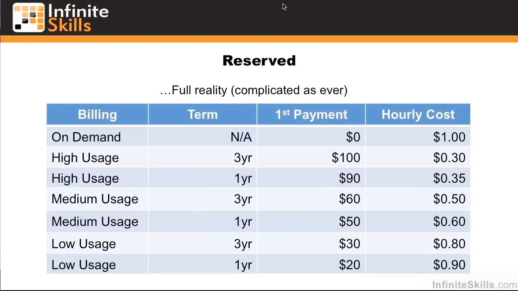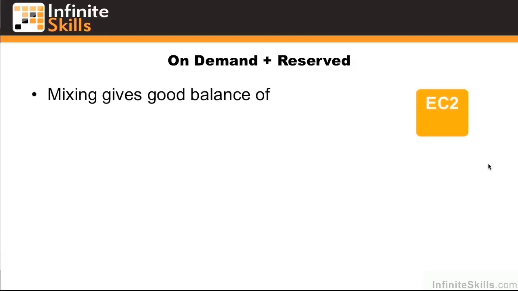Reserved is actually a whole lot more complicated in that you can specify individual 3-year or 1-year terms. I'm using this to show you that a 3-year reservation has a higher initial payment, but the lower hourly cost, the lowest possible. One thing you can consider with on-demand and reserved is mixing them together. This gives you a good balance of cost savings and flexibility.